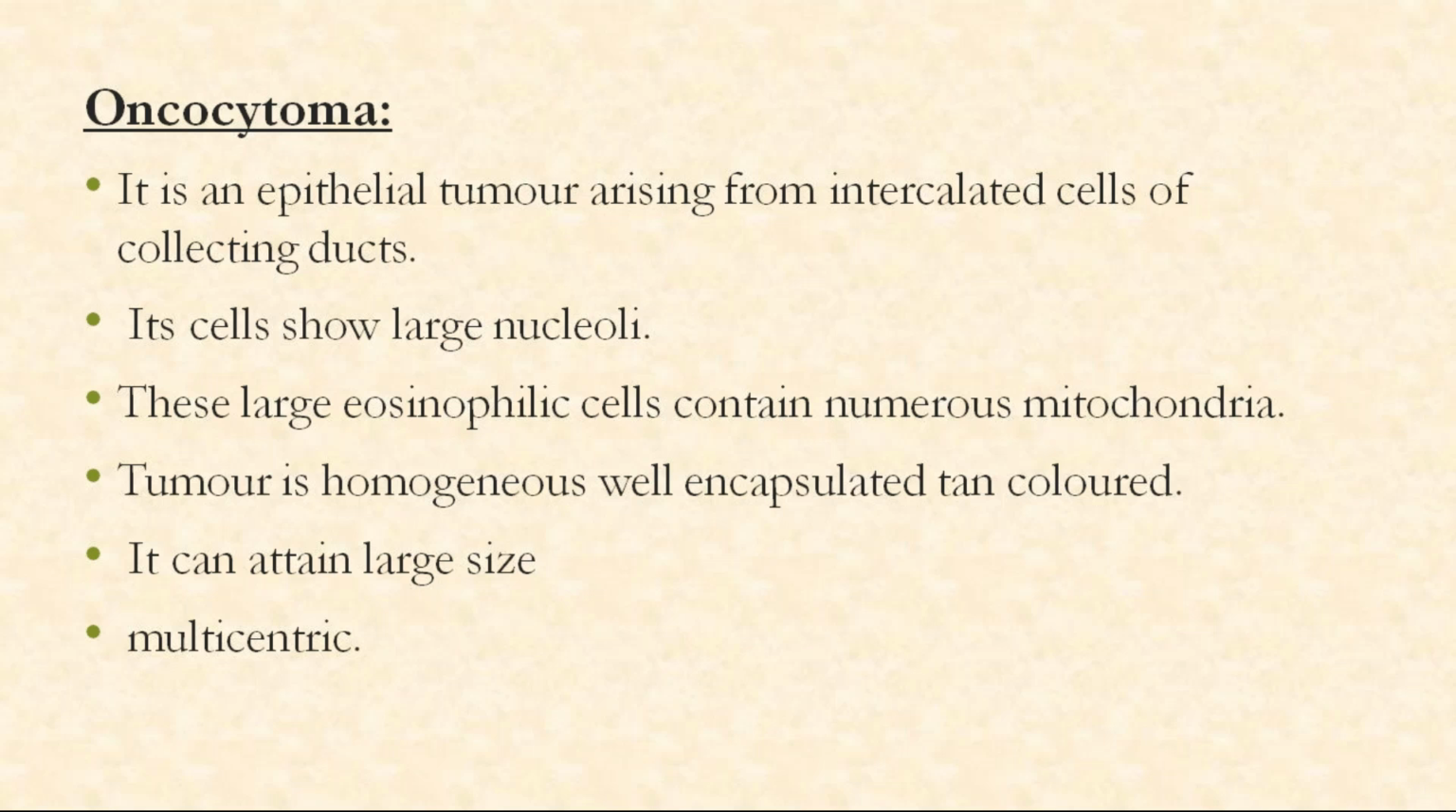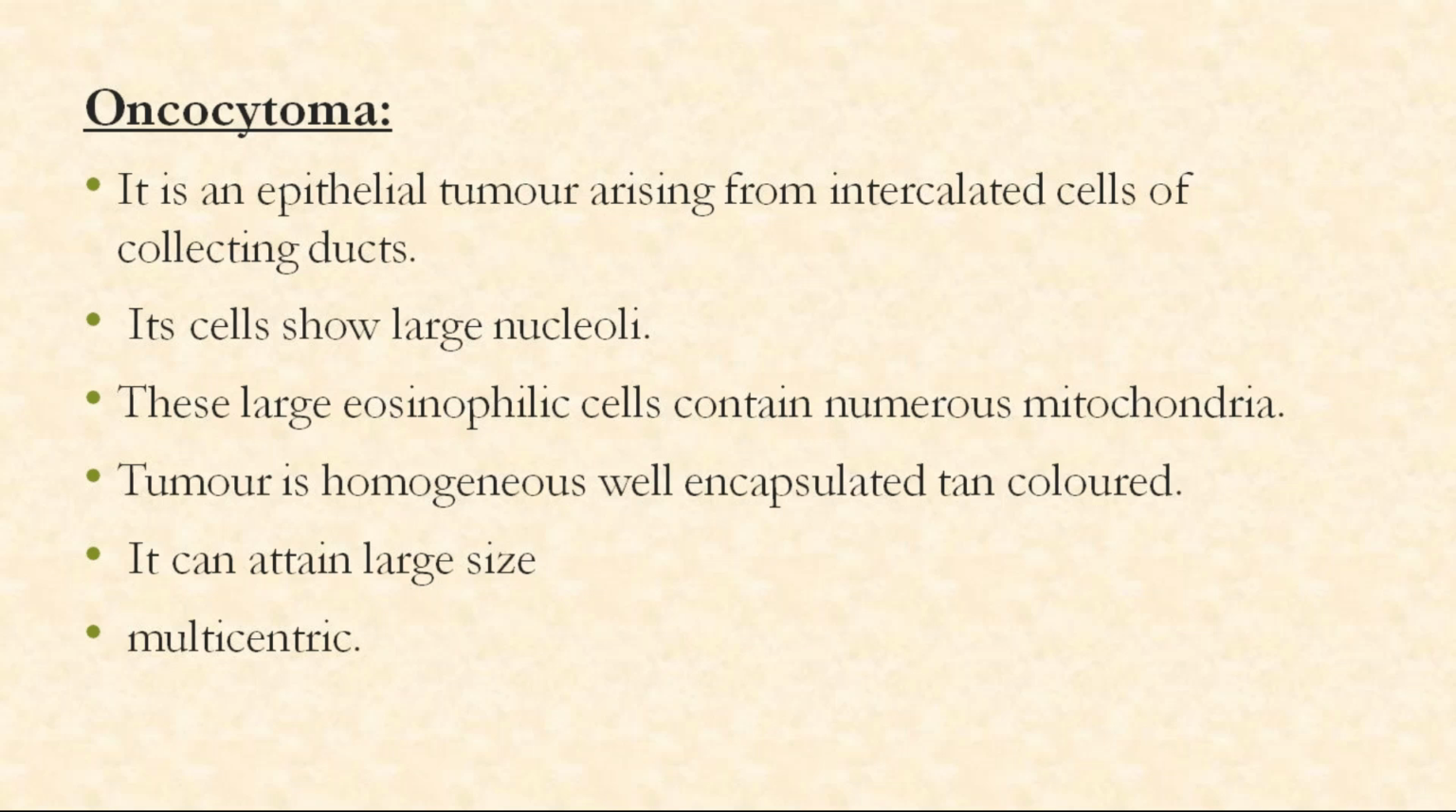Another benign tumor is oncocytoma. It may be asked as a short note. You should remember, you need to know something about the oncocytoma. Oncocytoma is usually an epithelial tumor. Where does it arise from? From the intercalated cells of the collecting ducts. Collecting ducts means ureters or renal pelvis.